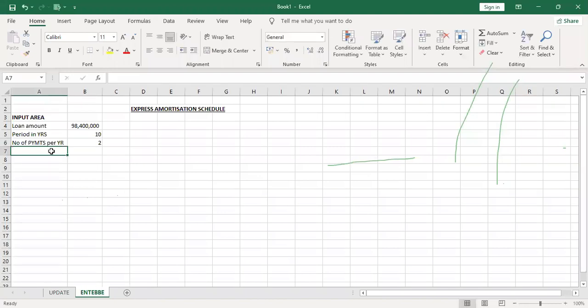And then cell A7, type months. So you are paying every after how many months? Every after 6 months. So you type six here.